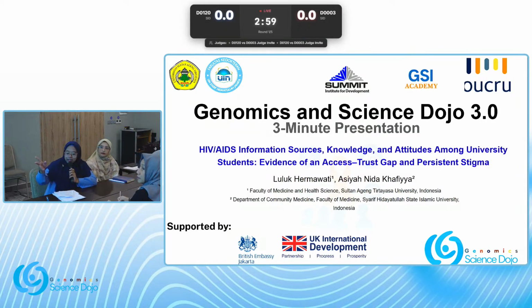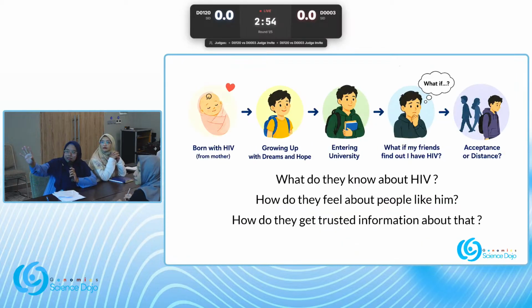Okay, hello everyone. Let us present our study. Next. Okay, imagine this is Andy. Andy just enrolled in a university in Banten. He was born with HIV, right? And his peers don't know it yet. He thinks a lot about this disease, about whether he will be accepted by his peers or not. That's why he thinks a lot about how his peers know about HIV, how they feel about people like him, and how they get information that they can trust.